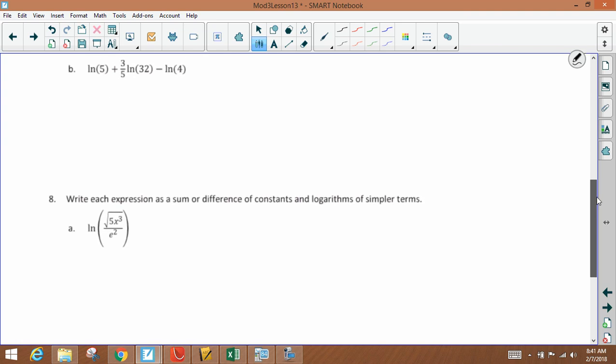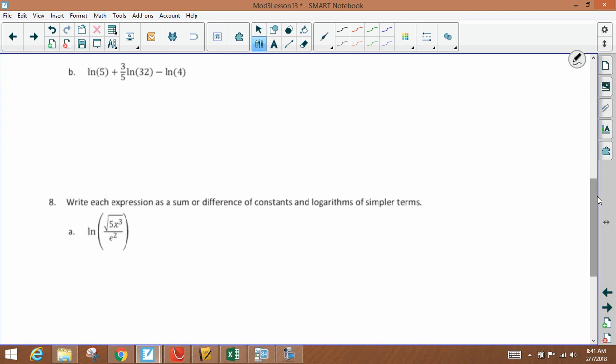All right. Let's do it again. The first thing I'm going to do is bring this inside. So I wind up with natural log of 32 to the 3/5 power minus natural log of 4. Now, check it out. I have some choices right now.